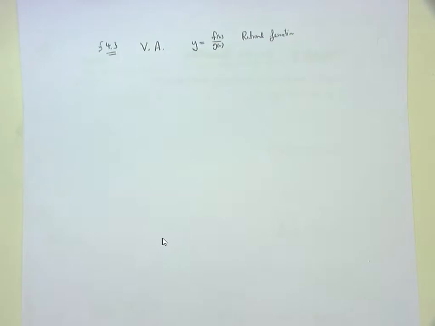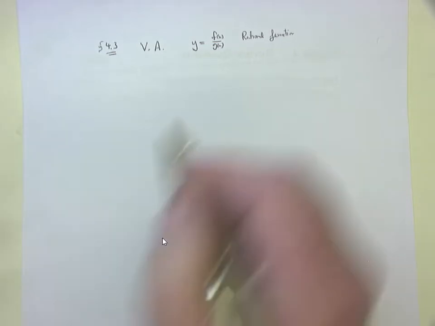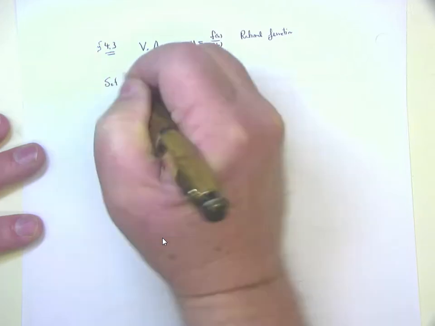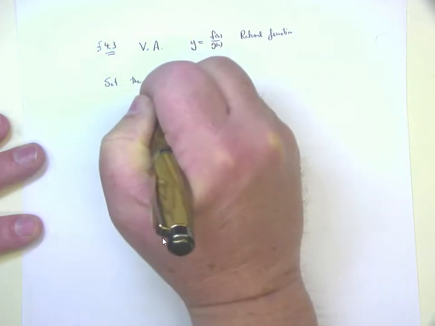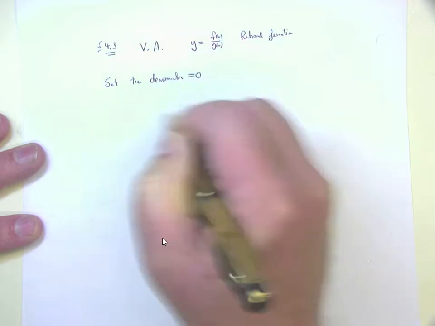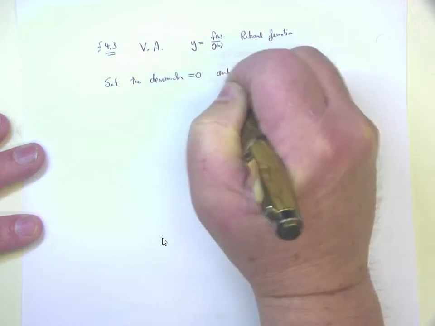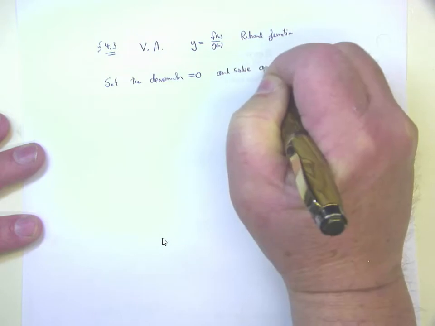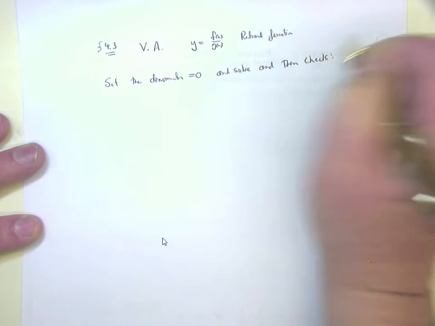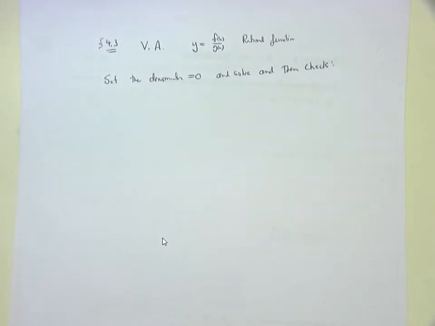So on my rational function here, to figure out when you're going to have a vertical asymptote, here's what you have to do. To get a vertical asymptote, you are going to set the denominator equal to 0 and solve, and then check. Here is your check, the thing that you guys need to know.